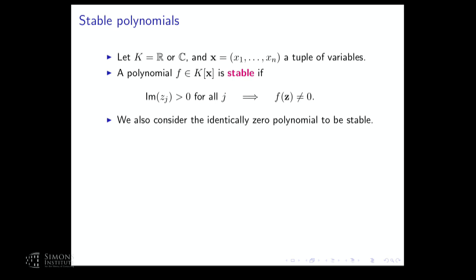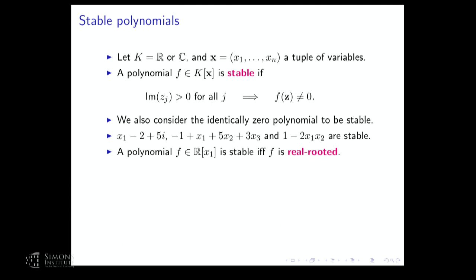So this first one is stable, of course, since the imaginary part is positive here. So if this has positive imaginary part, then this whole thing has positive imaginary part. And this is real stable for the same reason. And this is stable because multiplying two numbers in the upper half plane can never give you a negative real number. Right. So these are simple examples of stable polynomials.